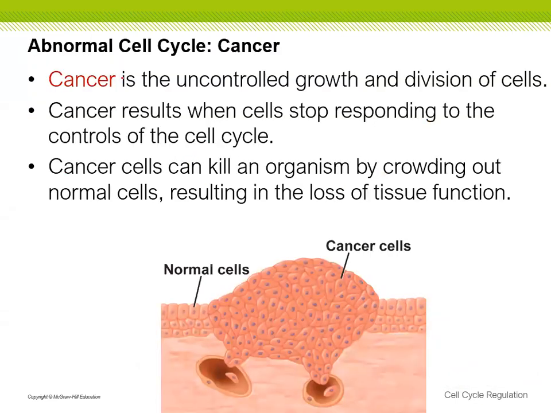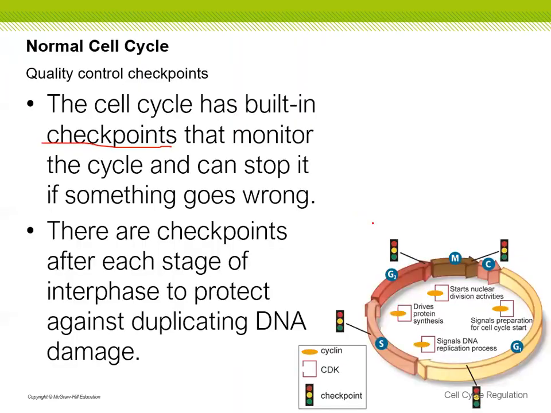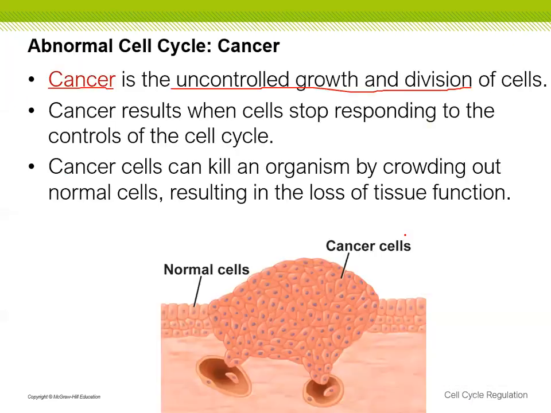So let's look at cancer here. We know what cancer is. Cancer is when we have uncontrolled growth and division of cells. Long story short, it didn't listen to the stoplight. It just keeps growing and growing and dividing and dividing. So cancer is when the cells stop responding to those controls.